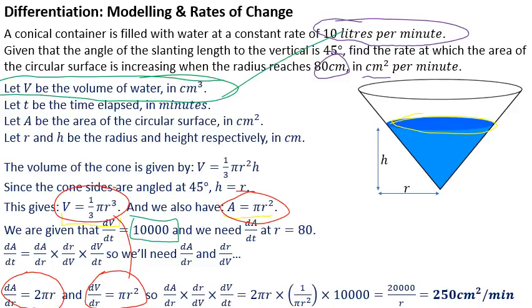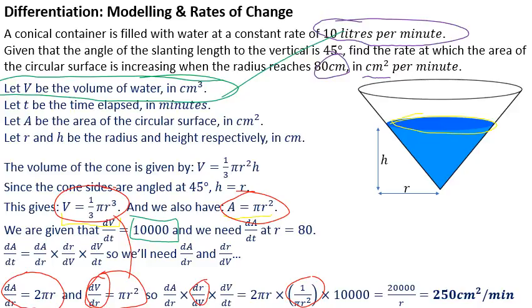Now we've got those things, we can incorporate them. So dA by dr, dr by dV, and dV by dt all go together. Remember, for dr by dV, what we found was dV by dr. So we're going to need to flip it over, and that's where we get the 1 over pi r squared from. Put them all together, including the 10,000, and we get 20,000 over r.